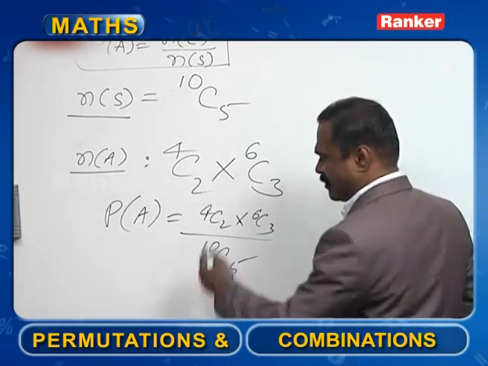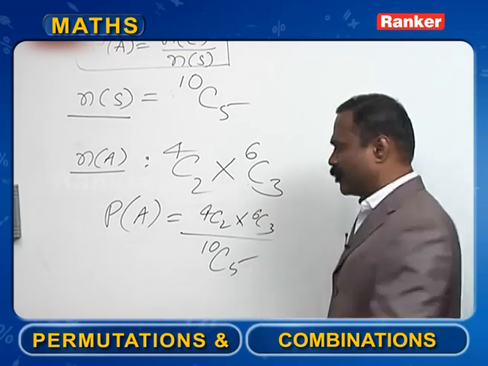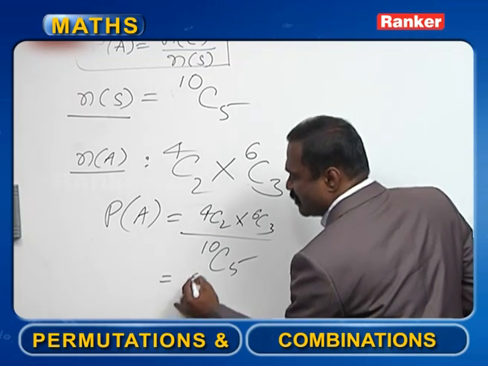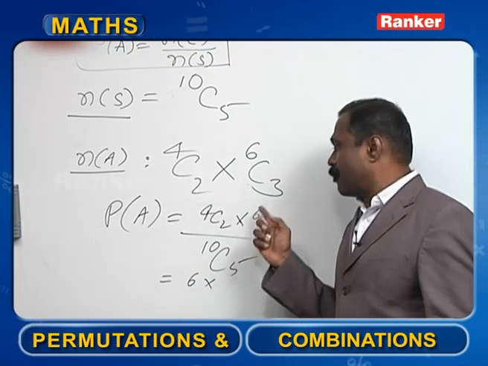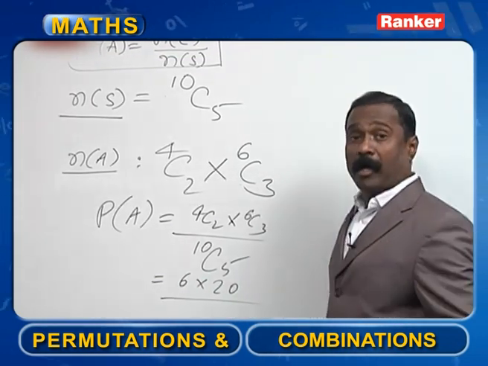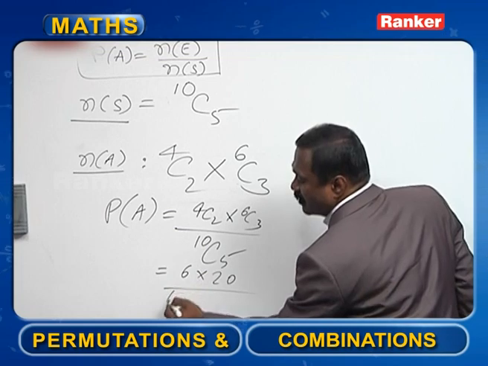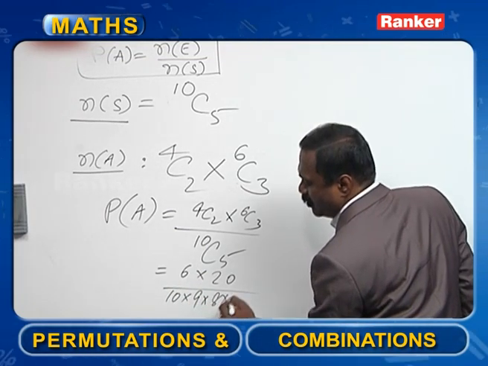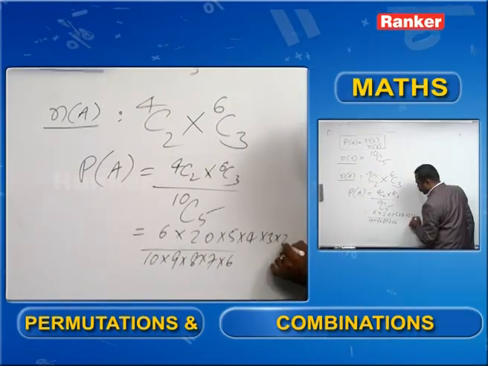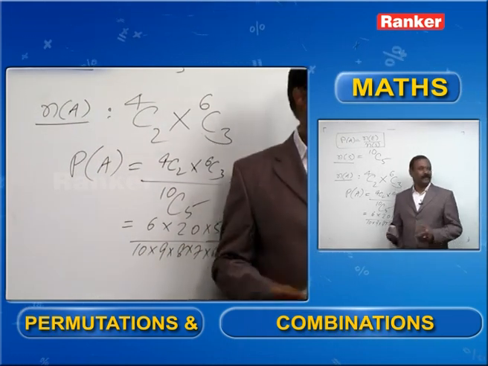You can of course simplify this directly. Use mental calculation instead of applying the factorials and all. 4C2 is nothing but 4 into 3 upon 2, which means 2 into 3. 6C3 is nothing but 6 into 5 into 4 upon 6. 6 is getting cancelled. 5 4s are 20. Upon 10C5, you have to write 5 factors starting from 10: 10 into 9 into 8 into 7 into 6, and the denominator 5 into 4 into 3 into 2 goes with it. If you simplify this, you'll be getting the required probability.